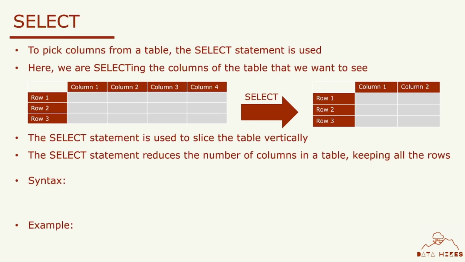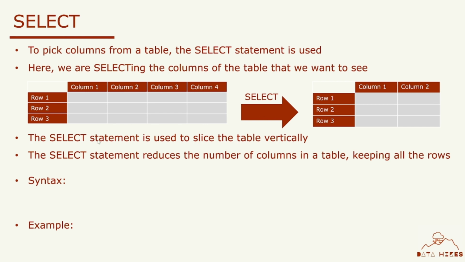Let's start with select. Select is basically used to pick specific columns from a table. Here we are selecting, quote unquote, the columns of a table that we want to see. So if the table looks something like this, it has 4 columns, 3 rows. If we use a select statement from it and specify which columns we want to see, maybe only columns 1 and 2, the table will be a thinner table, if that makes sense. This table was very wide. This table will become narrow or thin when we use the select statement.